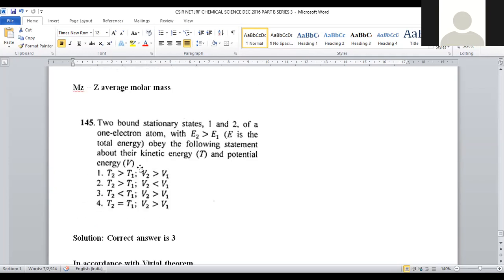That means T2 is less than T1. T2 is the kinetic energy of the second state, which will be lesser than the first one, whereas the potential energy of the second one is greater than the potential energy of the first one. Both are vice versa to each other. Right? So that is provided in option number 3. For question number 145, option number 3 is the correct answer.